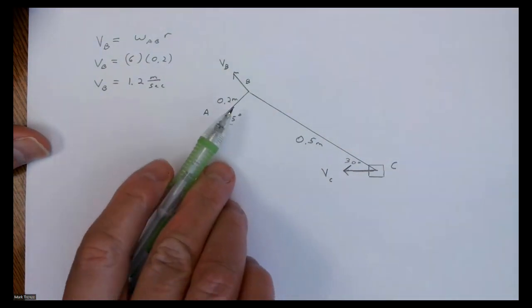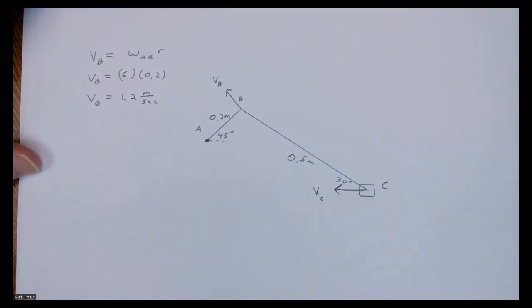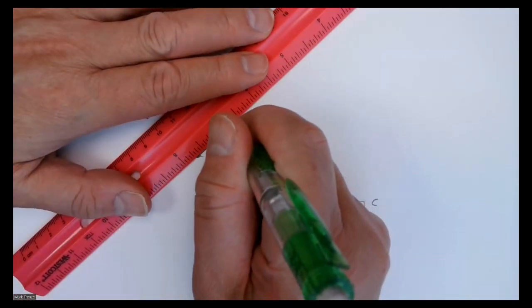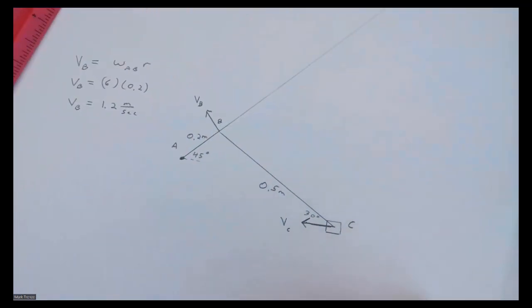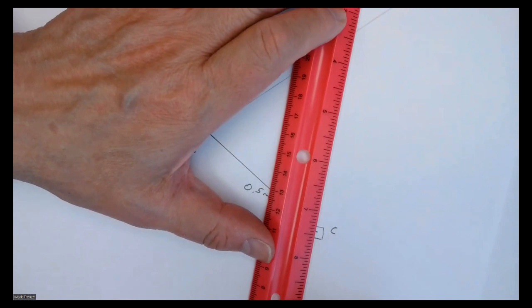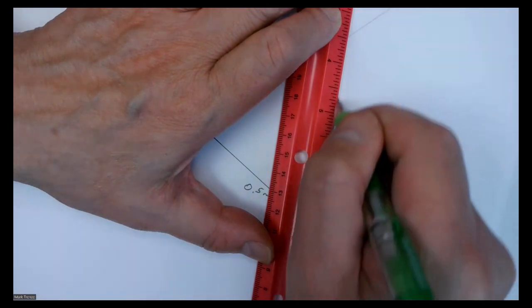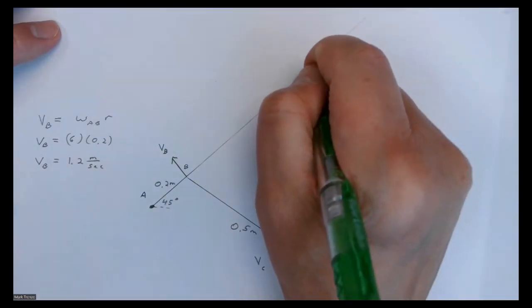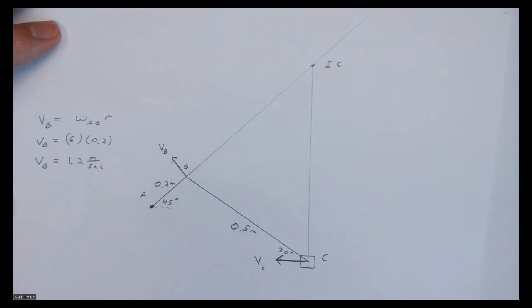And so again, remember, we want to find a place where the perpendicular lines to these velocities intersect. So if we were to continue this one out here like this, and let's continue this one out here like this, wherever they intersect is going to be the instant center. And so we're going to have to find some of these angles here.